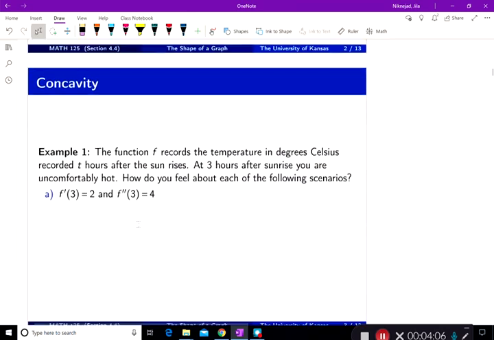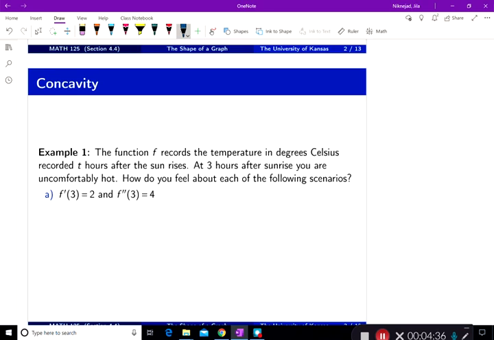Now, let's do a few examples. Example 1, the function f records the temperature in degrees Celsius, recorded 3 hours after the sunrise. At 3 hours after sunrise, you're uncomfortably hot. So I'm hoping that it's not going to get hotter, but I may not be that lucky. How do you feel about each of the following scenarios?